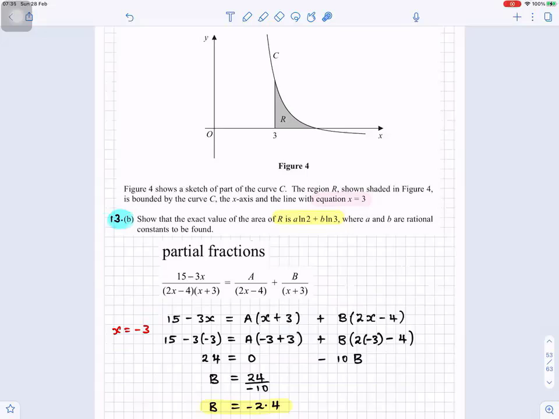What we want to do is make a 0. So you think of a number that will make this one 0. What's the opposite of plus 3? Minus 3. So we use minus 3. Minus 3 plus 3 will give you 0, so a will become 0, and this one will become minus 10b. That will give b to be minus 2.4.